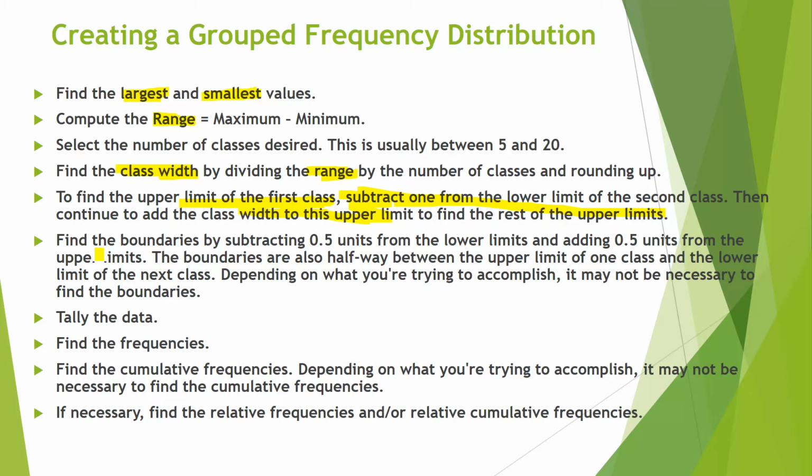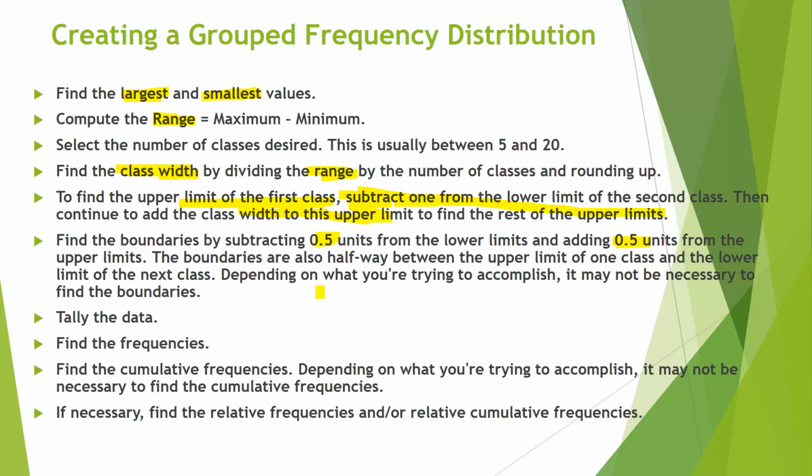And then boundaries, how we set the boundaries. Find the boundaries by subtracting 0.5 unit from the lower limit. Suppose our lower limit is 10, so we subtract 0.5 from the lower limit and the boundary will be 9.5. If our first class is 10 to 15, we have to add 0.5 to 15. So the first boundary will be 9.5 to 15.5.